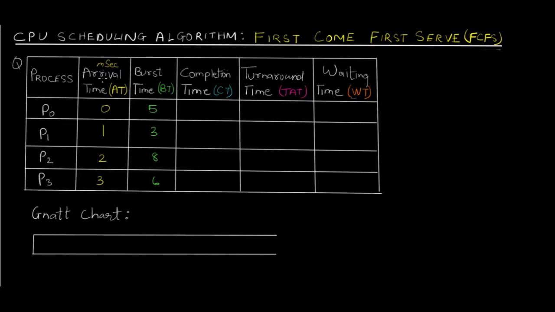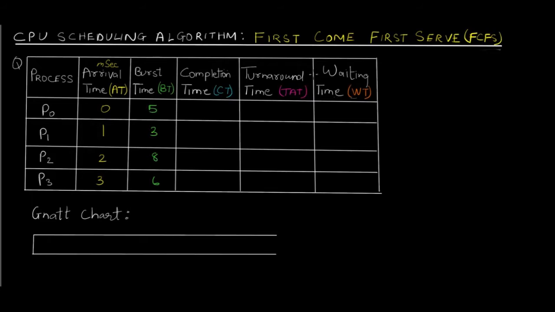So the arrival time is the time at which the process entered the queue. So for P0 it is 0, for P1 it is 1, and in this case the value is in milliseconds. The unit of measure is milliseconds. Now the burst time is the time required by a particular process to complete itself. So when a CPU starts processing P0, it will require 5 milliseconds to complete that process.